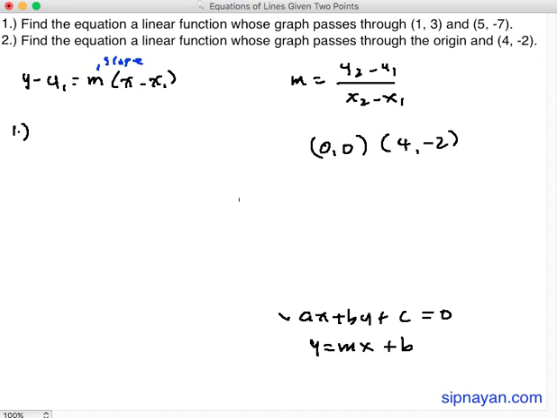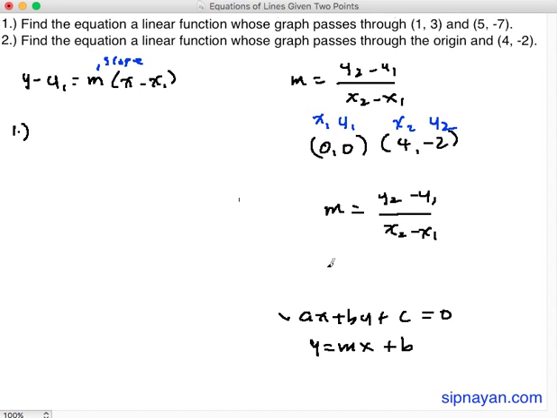So, we have, again, x sub 1, y sub 1, and then we have x sub 2, y sub 2. And gagamitin natin yung formula. We have to get the slope, no? So, m is equal to y sub 2 minus y sub 1 over x sub 2 minus x sub 1. Dapat kabisado nyo itong formula na to, no?